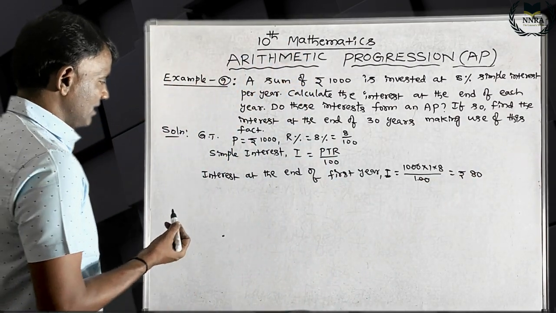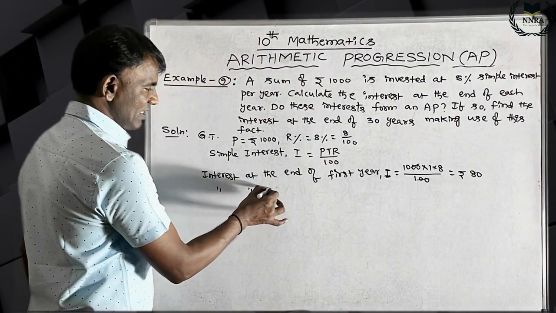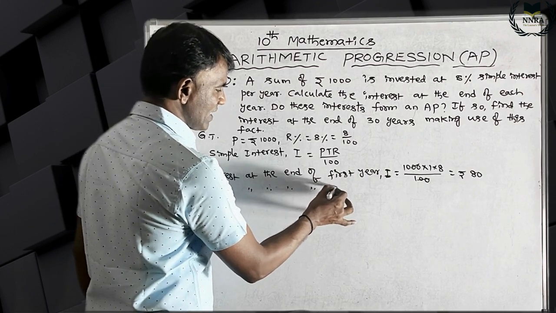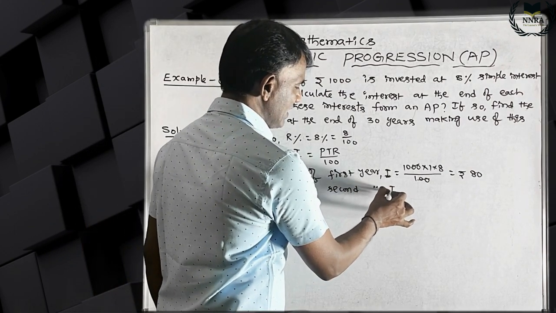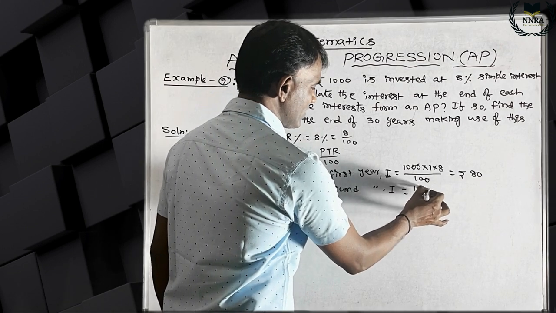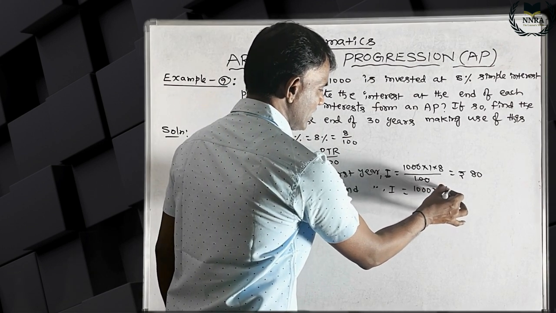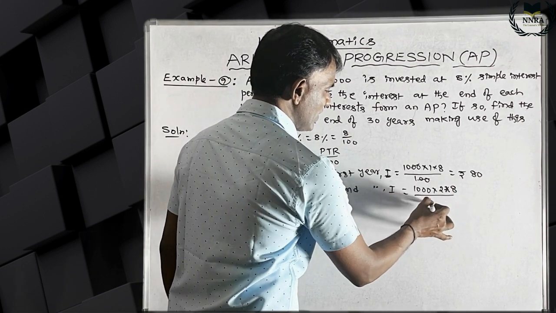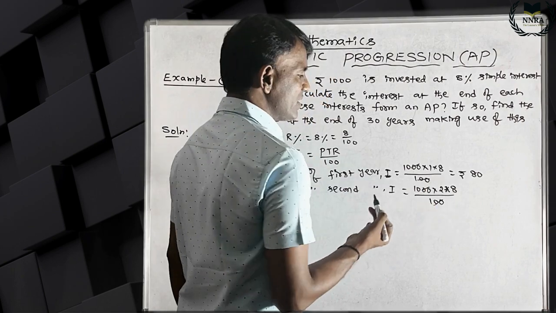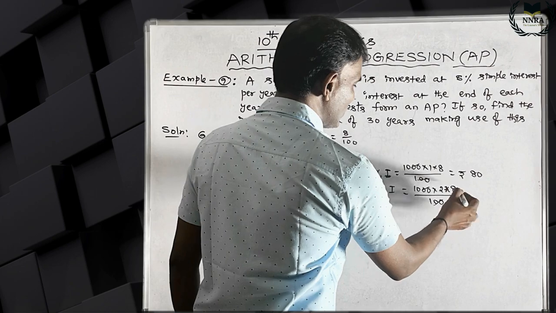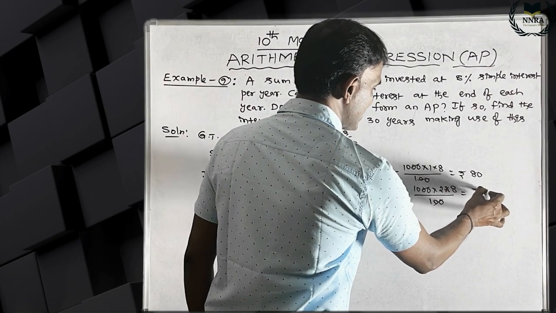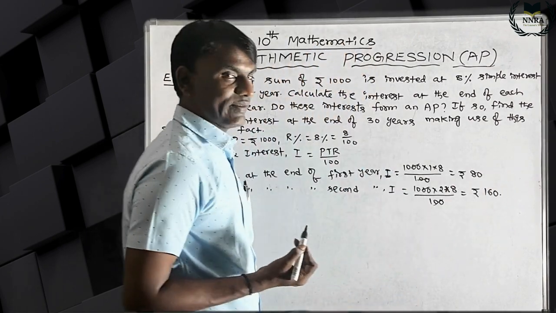It's over. Now second one, interest at the end of second year. So this is next. Again I equal to 1000 rupees. It is 2 into 8 divided by 100. Now again 2 zeros, right? So 2 into 8, 16 into 10 is 160 rupees. That is the next value.